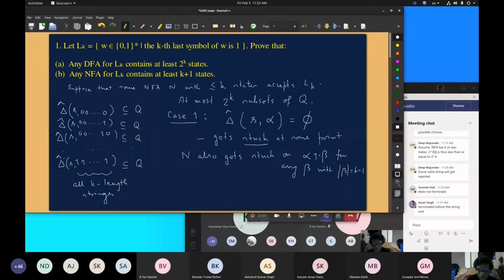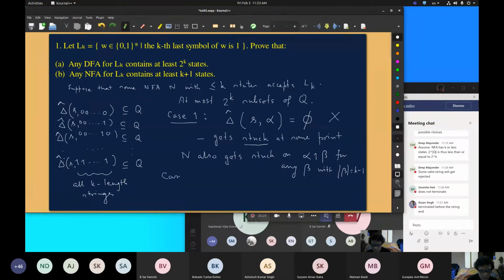But this string should be accepted because the kth last symbol is 1. But the machine gets stuck, and therefore it rejects alpha 1 beta. That is not possible. So this leads to a contradiction. So this may not happen.